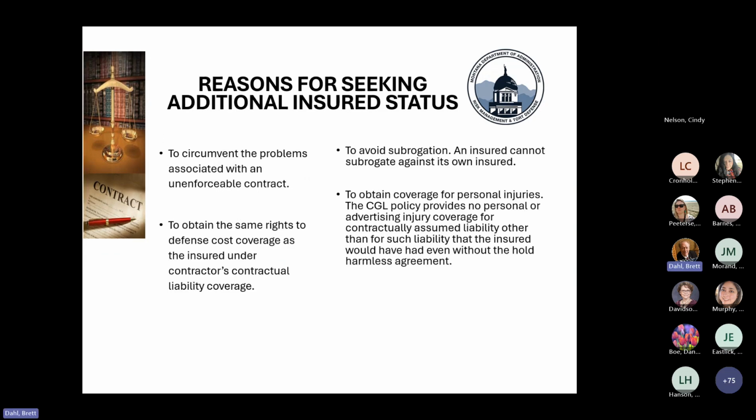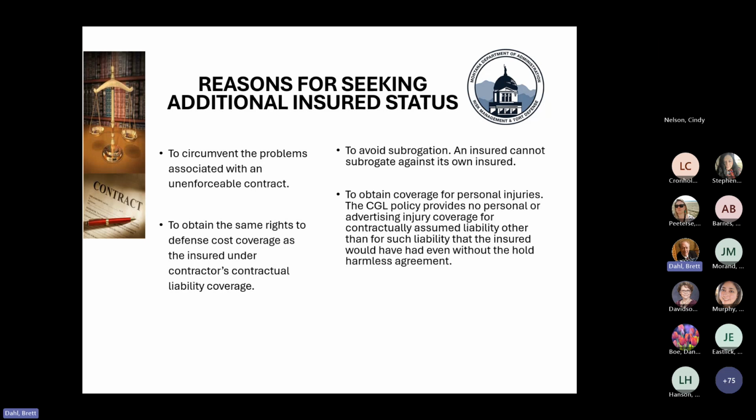Reasons for seeking additional insured status: to avoid problems associated with unenforceable contract. First, so it isn't left to the courts. It's specific and it leads to a better interpretation and a better result. Secondly, to obtain the same rights to defense cost coverage as the insured under the contractor's contractual liability coverage. Top of the right, third bullet, to avoid subrogation. Someone asked about that earlier.